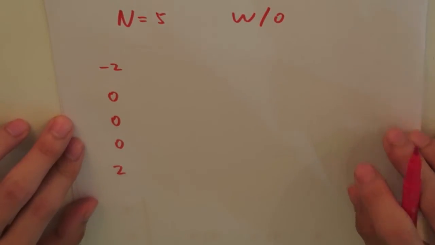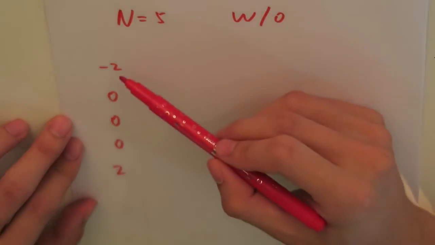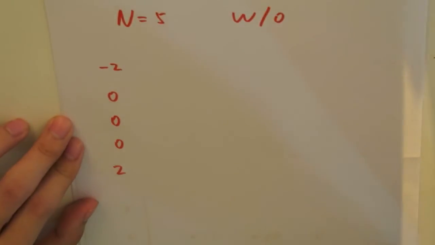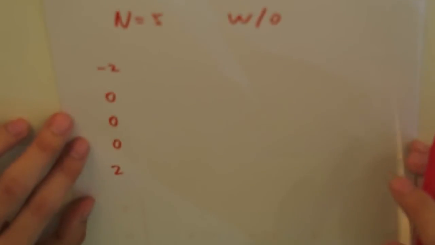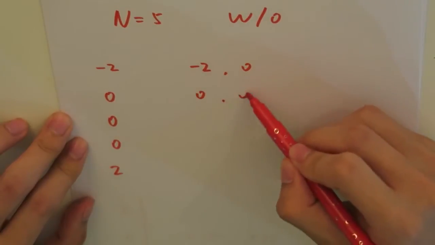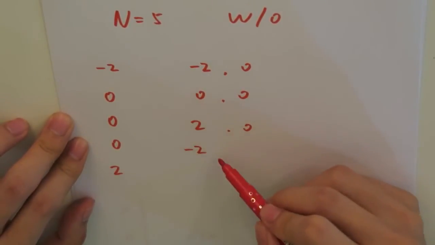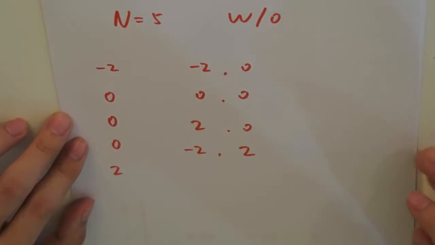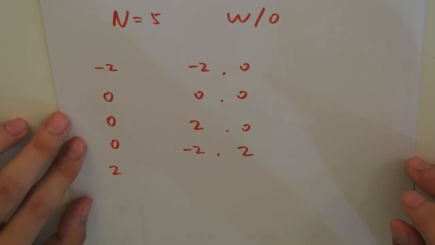Okay, and sampling without replacement, that means for -2 and +2, when we sample, these two elements can only be used once. Okay, so the possible samples in this case will be -2 and 0, 0 and 0, +2 and 0, and -2 and 2. Okay, these are the 4 possible samples of this population.